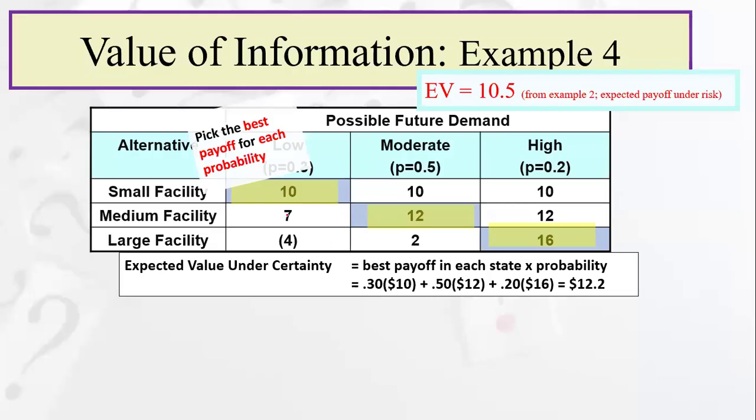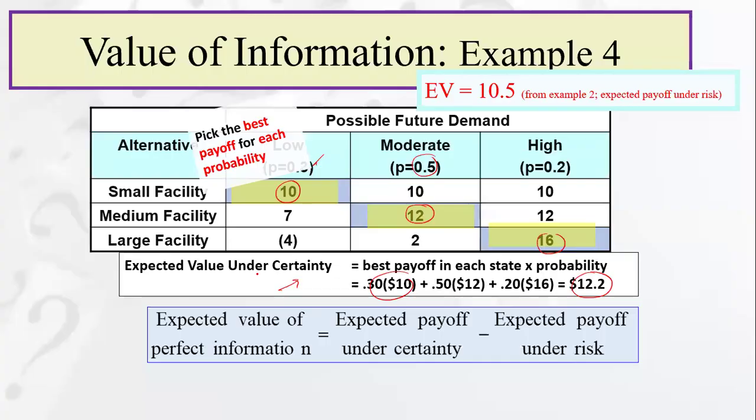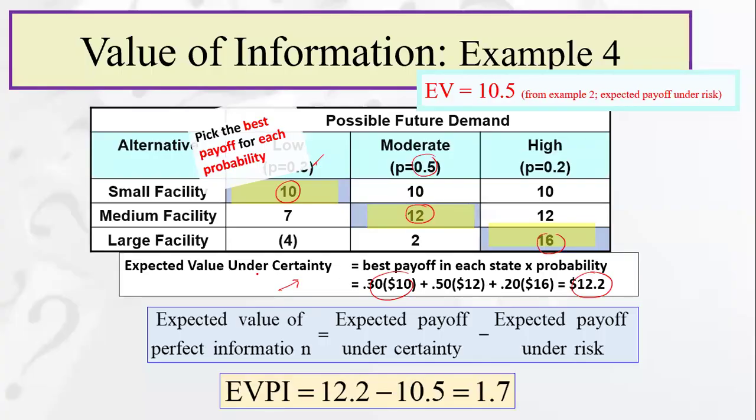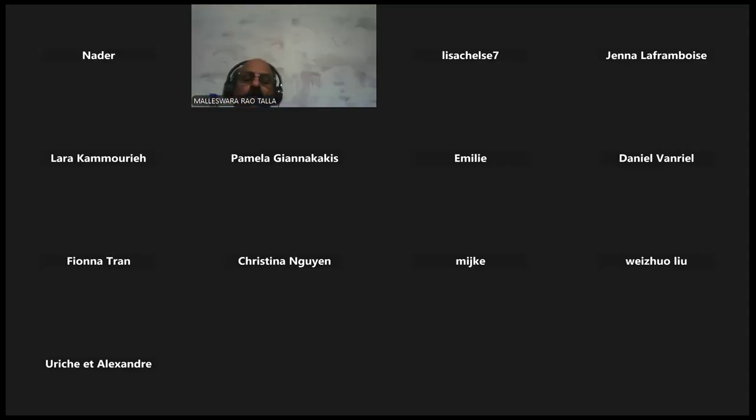So best one is 10, probability of that happening is 0.3, plus best one is 12, probability of that happening is 0.5. Best one is 16. So this one, right? This is the value under uncertainty. Okay. So now you take any facility, any example, and you take the difference between them. The best one earlier you selected was the middle one or a small one.